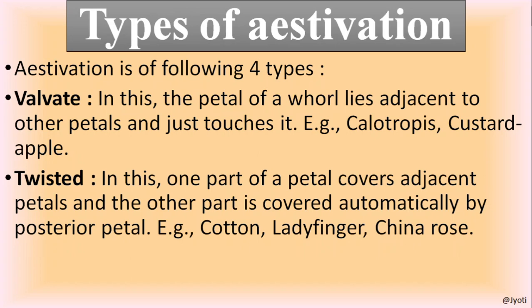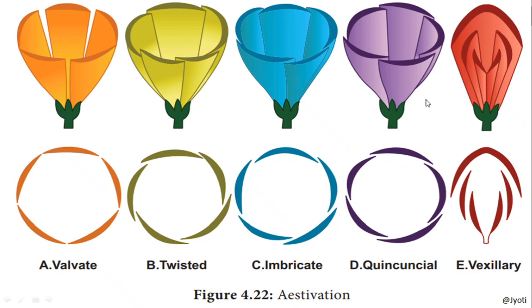Valvate. First one is valvate. Here the petals of a whorl lie adjacent to each other, and they just touch. I'll show you the picture. So this is valvate. Here you can see these petals are not overlapping. They are present at the same level. So here the diagram is more clear.